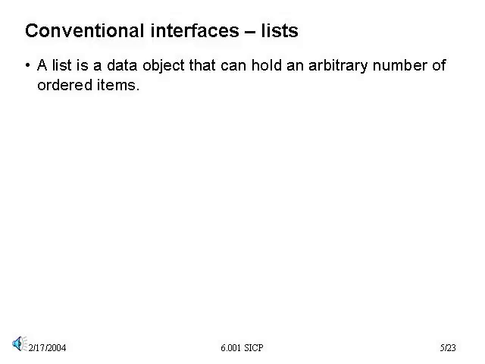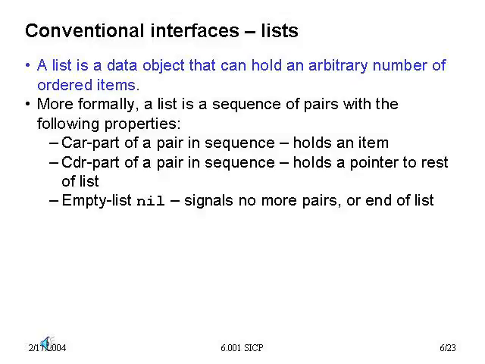So a list is a data object that can hold an arbitrary number of ordered elements in it. Now, we could just create a list by consing things together in units until we have the appropriate number built, but it's much more convenient to think of a list as a basic structure, and here's more formally how we actually characterize it. A list is going to be a sequence of pairs with the following properties. The car part of a pair in the sequence holds an item, one of the things we're trying to collect together. The cdr part of the pair in the sequence holds a pointer to the rest of the list. And of course we need some way of telling when we're at the end of the list, so we have a special symbol called nil, which signals the empty list, or in particular that there are no more pairs and we're at the end of that structure.